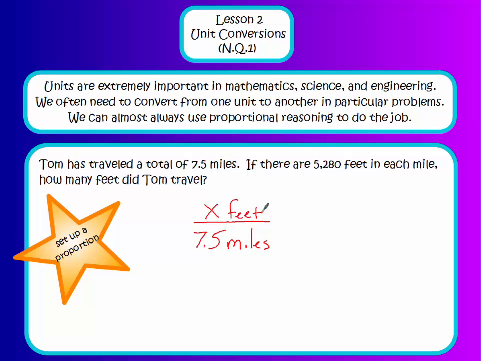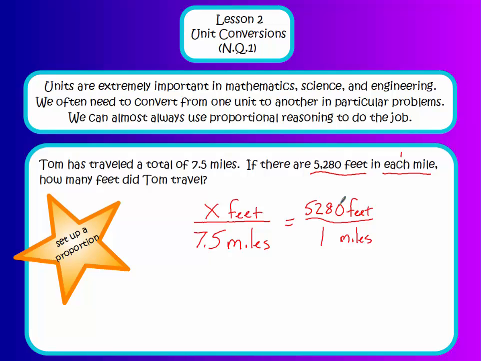But now how can I make some sense of this? Well, I know how many feet are in 1 mile. There's this many feet in each mile, so in other words, in 1 mile. So let's try to keep the units the same, feet and miles. And in 1 mile, there are 5,280 feet.